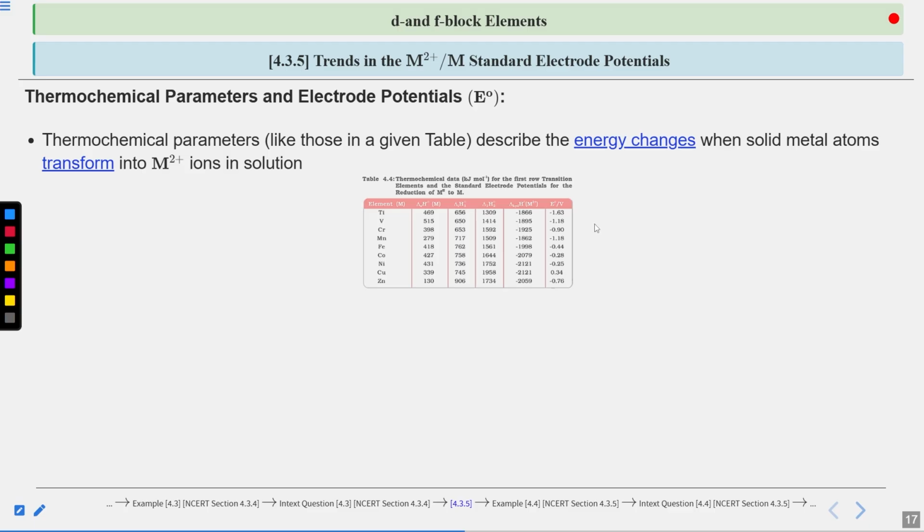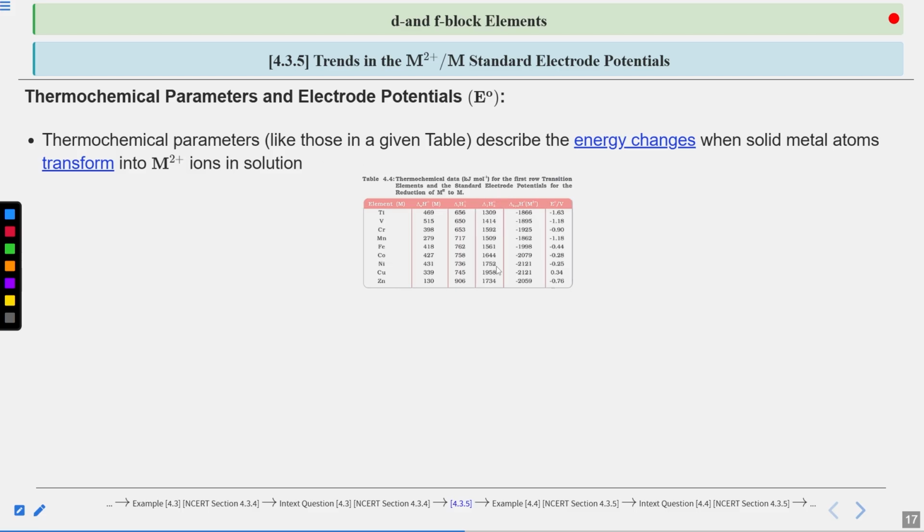So first of all, the metal needs to convert into the gaseous state, for which we need energy, that is the atomization energy. Then the metal in the gaseous state is going to convert into the metal in the +1 state in the gaseous state, right? For this we are going to need the ionization enthalpy 1. Then the metal in the +1 state will convert to metal in the +2 state, for which we are going to need the ionization enthalpy 2.